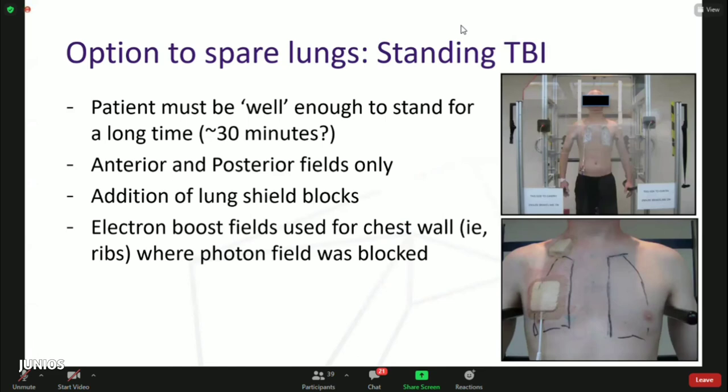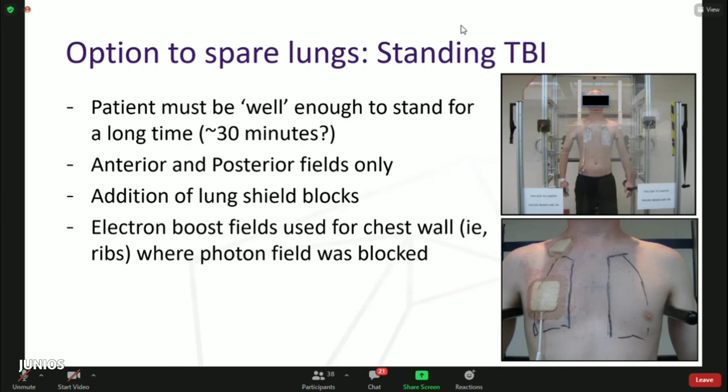So what can we do about that? Well, as I mentioned, we also do have the option of standing TBI using lung blocks and lung shields. The downside to a standing TBI is the patient has to be actually healthy enough to stand for a relatively long time. This is about 30 minutes per session. Remembering, of course, that we have a reduced linac dose rate, and of course, there's some setup time required as well. So this is not going to work for all patients, but for those who are well enough, it's one option for shielding the lungs.